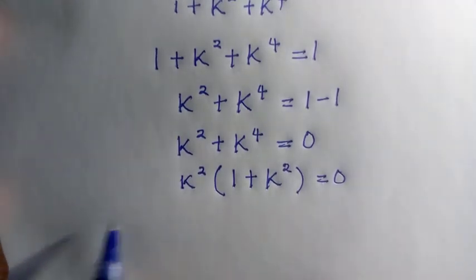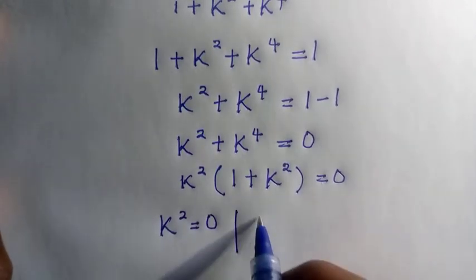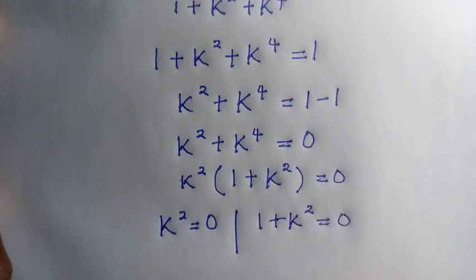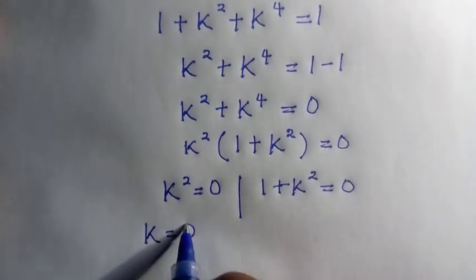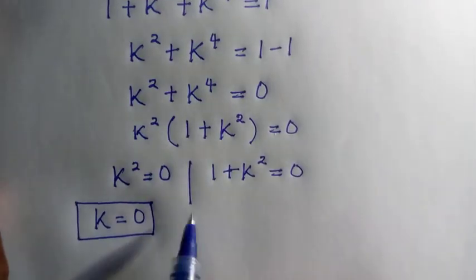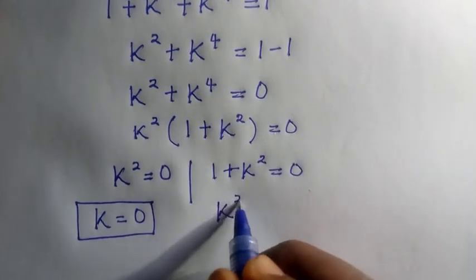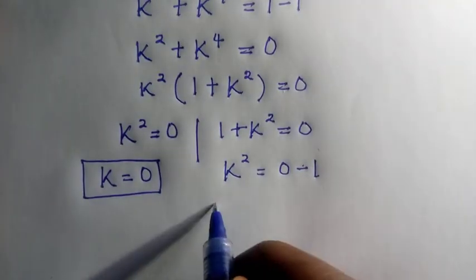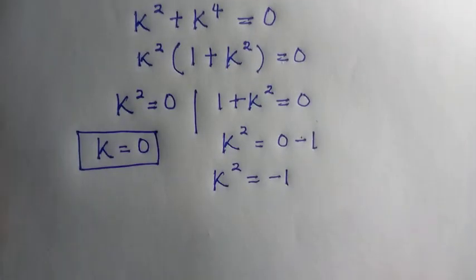Given this kind of expression, we let k to the power of 2 equal 0, or we consider 1 plus k to the power of 2 equals 0. Therefore, at this point, we have k equals 0. Then for this one also, we transfer 1 to the other side, as we have k squared equals 0 minus 1. That gives us k squared equals minus 1.